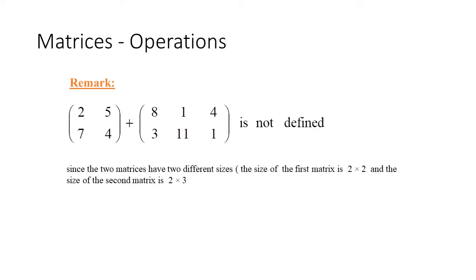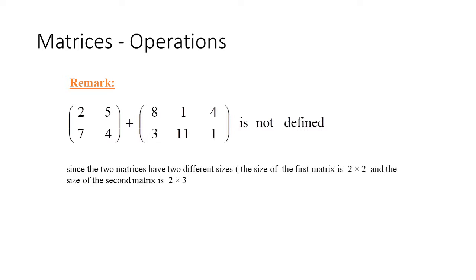Now let us see the remark here. So here we are adding two matrices. The first matrix is of order 2 cross 2. The second matrix, 8, 1, 4, 3, 11, 1, is a 2 cross 3 matrix. So the order is not the same. The first matrix is a square matrix, the second matrix is a rectangular matrix. So we cannot add this, no answer for this. So this addition is not defined.